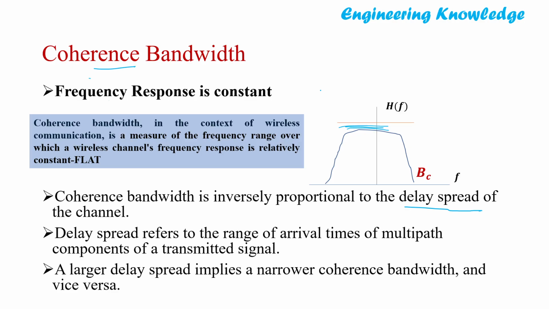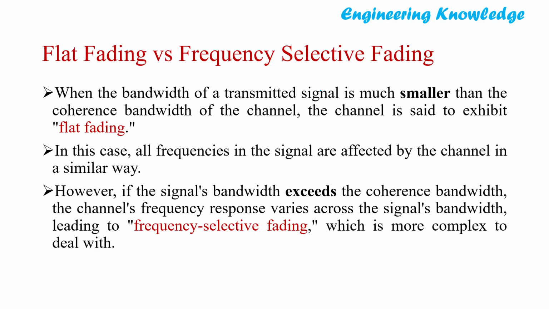What is the importance of coherence bandwidth? The coherence bandwidth yields the concept of flat fading. So when the bandwidth of the transmitted signal is much smaller than the coherence bandwidth, the channel is said to be exhibiting flat fading. So flat fading is when the signal bandwidth is smaller than the channel bandwidth. We would like the channel to be constant as far as possible.